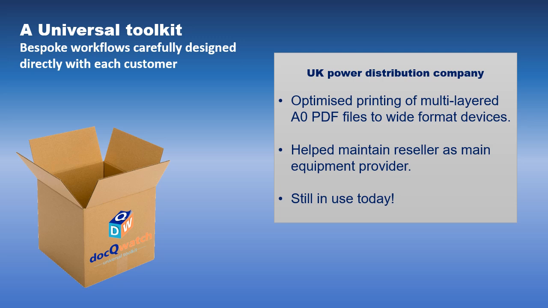The next example is a power distribution company. They generate very complex multi-level PDF documents that needed to be printed on an A0 wide format printer. The onboard controller in the printer was taking a very long time to process these print files, so a highly optimized PDF plugin was created for them to speed up the printing of these PDF files using a hot folder. docQwatch has been deployed by this customer at multiple sites across the country and has greatly increased the throughput on the large wide format devices. The solution is still in use today.